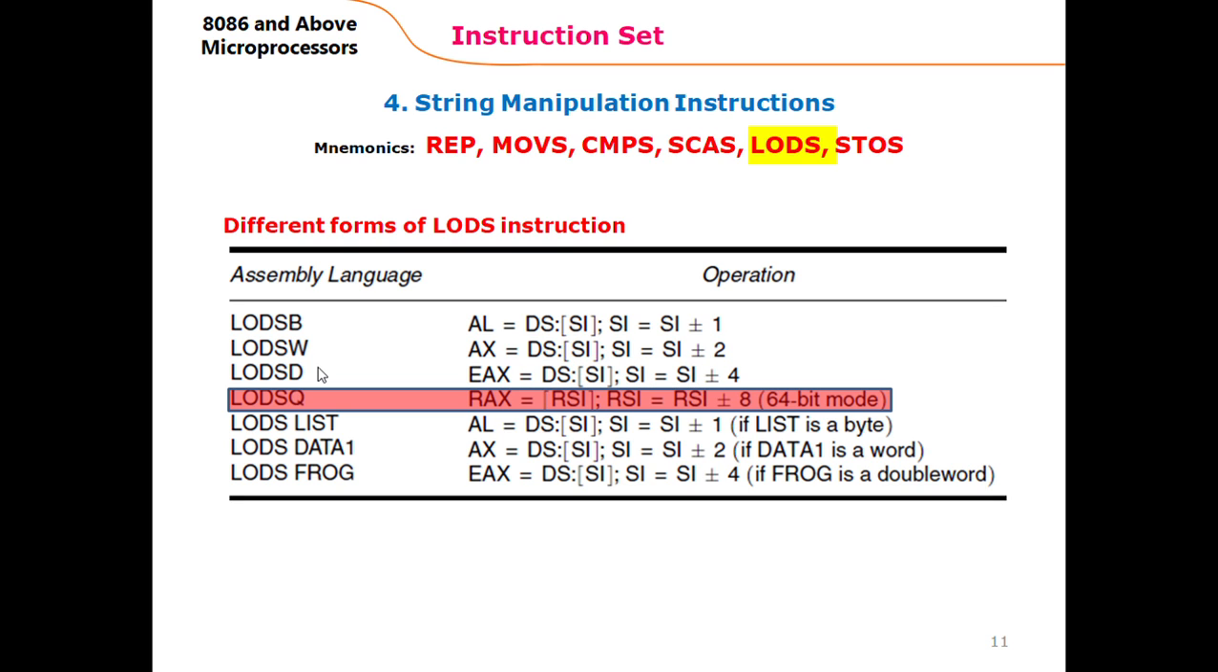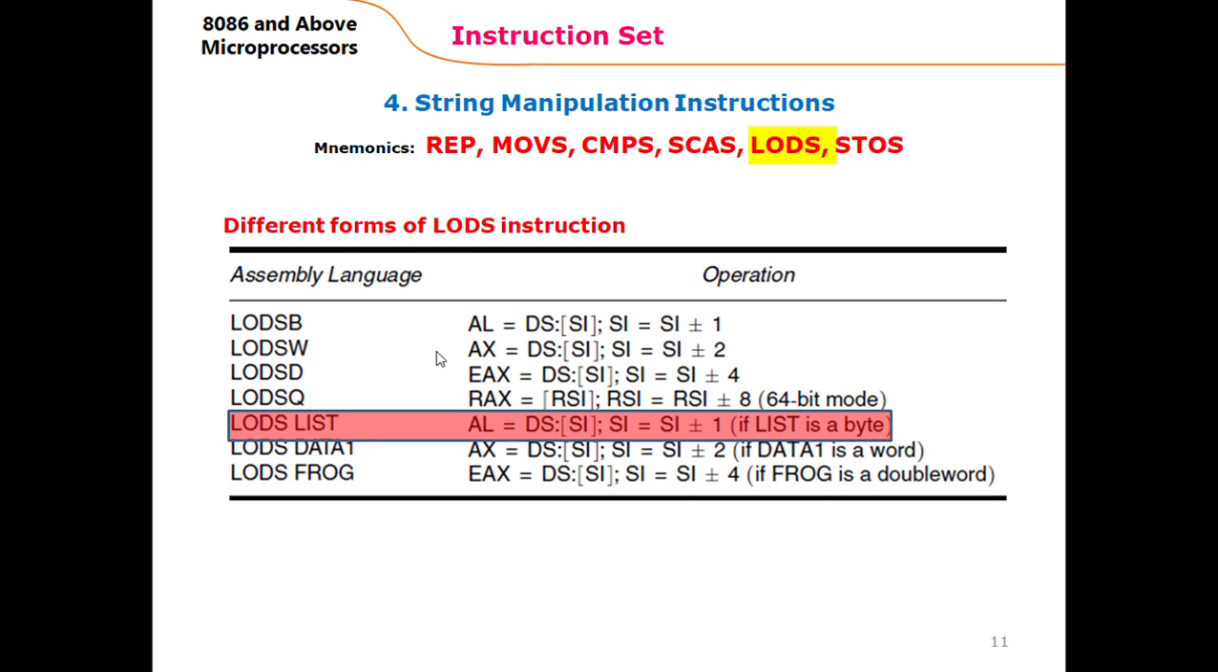And in case of the Q letter, LODSQ, a quad word of string data is moved. That is 64-bit data from the data segment memory location addressed by RSI is moved to the 64-bit accumulator, which is RAX.